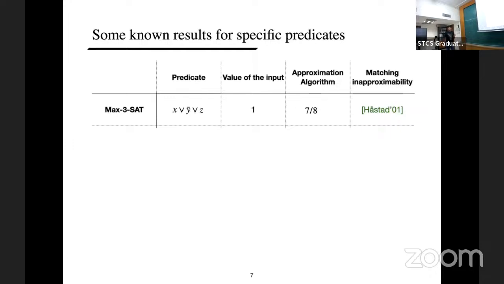That is, 7/8 plus some constant epsilon. Whenever I say that you cannot beat this, it means that it's NP-hard to find an assignment that satisfies this fraction of the constraints, for every constant epsilon greater than 0.